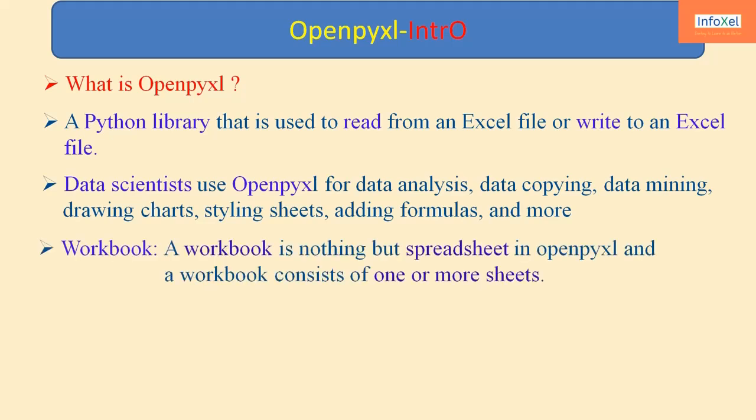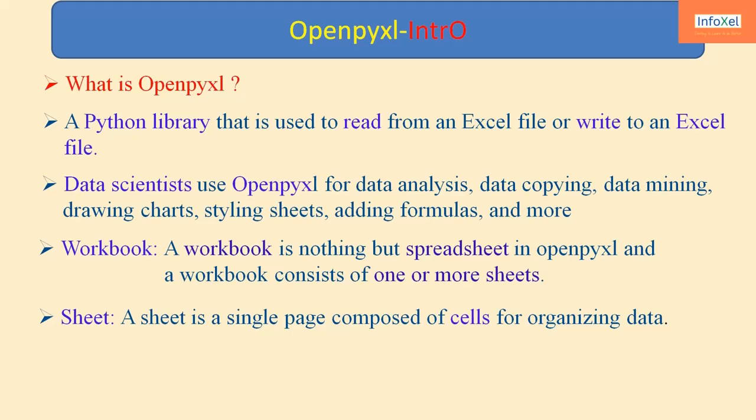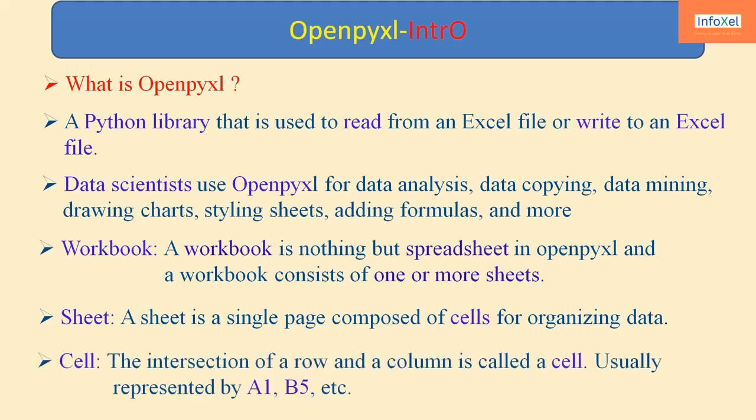Now we will see a few definitions that are used in the Openpyxl library. First one is workbook. What is a workbook? A workbook is nothing but a spreadsheet in Openpyxl, and this workbook consists of one or more sheets. Now what is a sheet? A sheet is a single page composed of cells for organizing data. Now what is the definition of a cell? A cell is nothing but the intersection of a row and a column, and it is usually represented by A1, B5, etc. You already know these things.